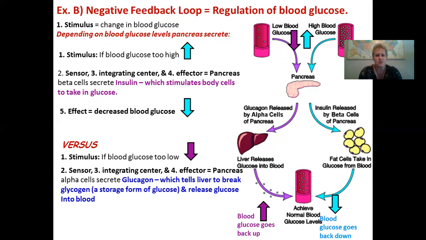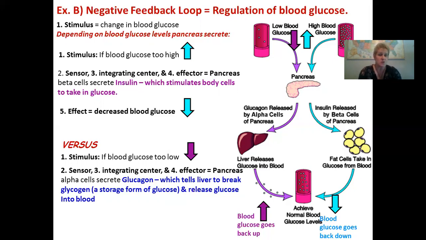The sensor, integrating center, and effector are the same thing, the pancreas, but it's going to secrete a different hormone. It's going to secrete glucagon. Now when I think of the word glucagon, I think glucose is gone, okay? And what that hormone will do is it will go to your liver and tell your liver to break down glycogen.